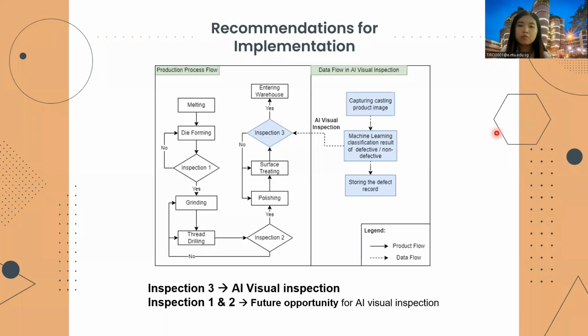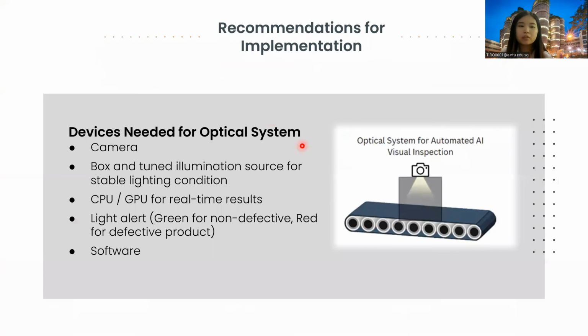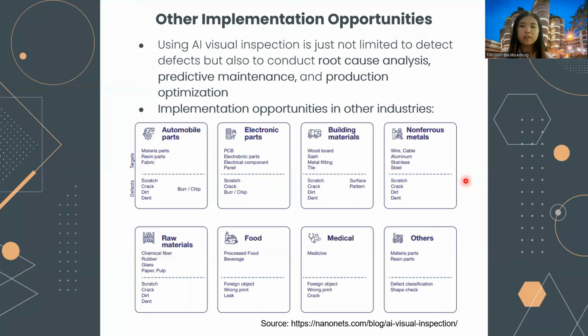Next is recommendation for implementation. This project recommends implementing AI visual inspection on the final inspection, which is inspection 3. And we recommend using an optical system to capture casting product. The devices needed are camera, box and tunable illumination source for stable lighting condition, CPU or GPU, light alert, and software. There are other implementation opportunities for AI visual inspection, such as root cause analysis, predictive maintenance, and production optimization. Here, we can also see its implementation opportunities in other industries.